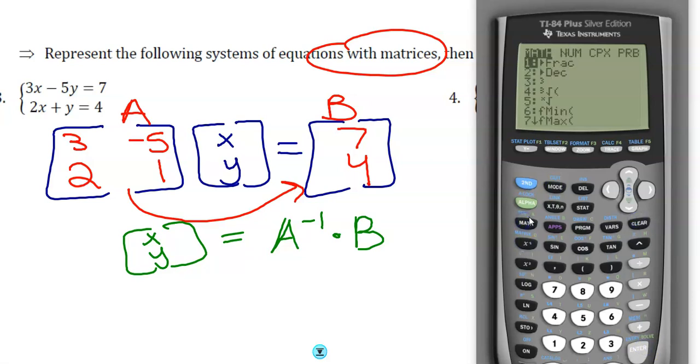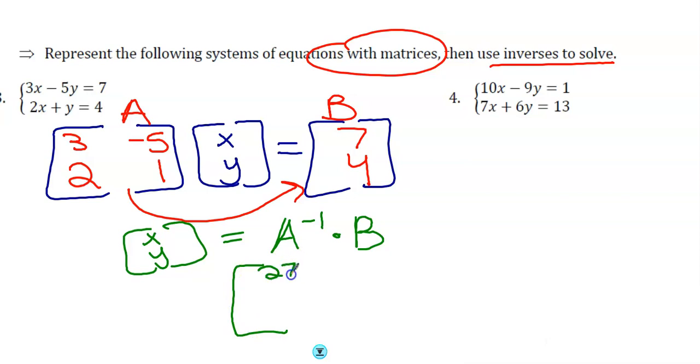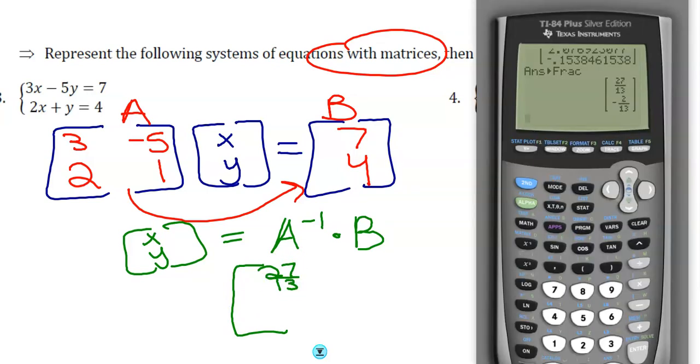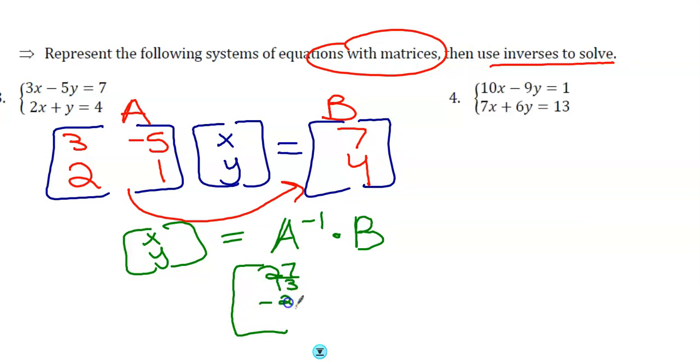We can go to math and make these into a fraction. And then I have 27 over 13, and -2 over 13 is my x and my y. There we go.